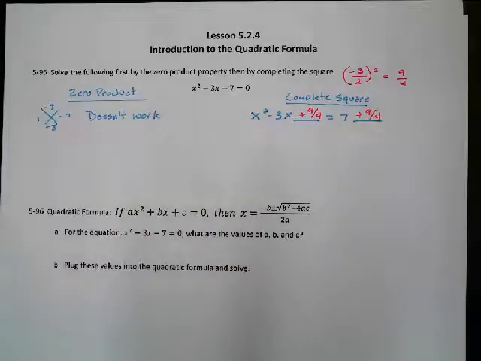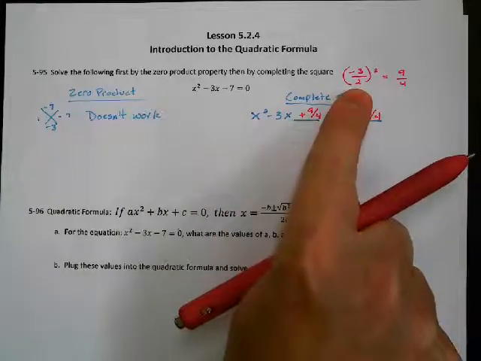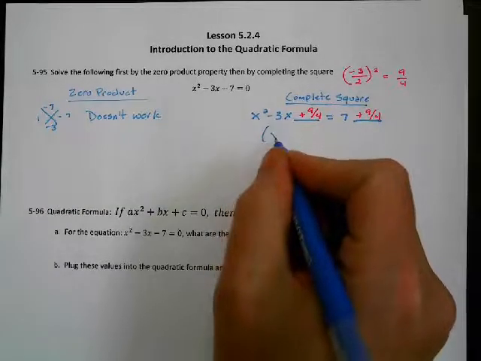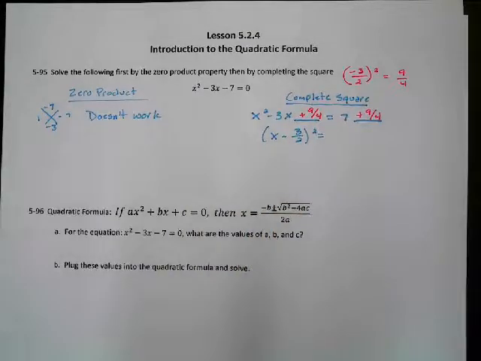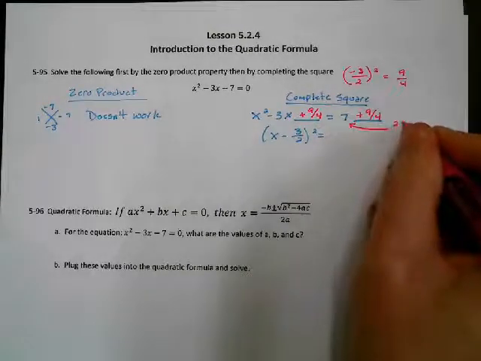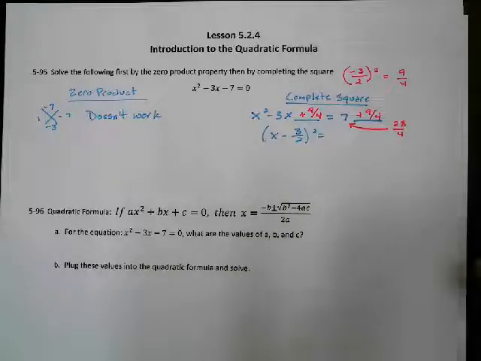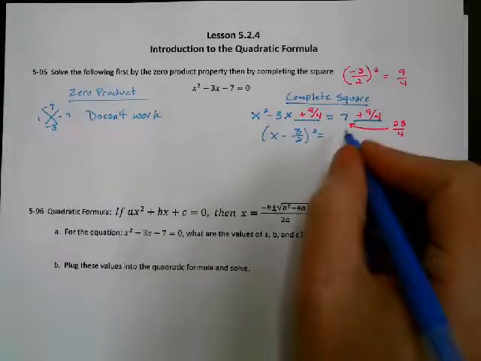All right, so I've got 9/4 on both sides. Now the perfect square that we made, we squared -3 over 2. So this is the perfect square of x minus 3 over 2. On the other side, if I'm going to take 7 plus 9/4, I need to change 7 into 28/4. So I've got 9/4 plus 28/4. That would be a total of 37/4. I think that's it. So over here I get 37/4.